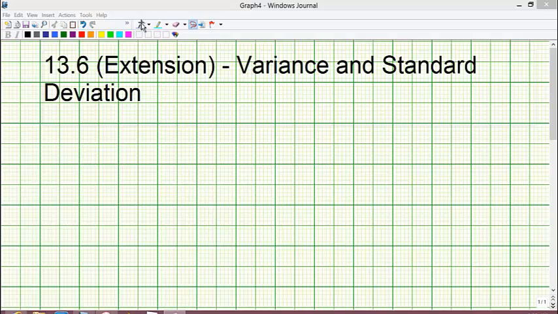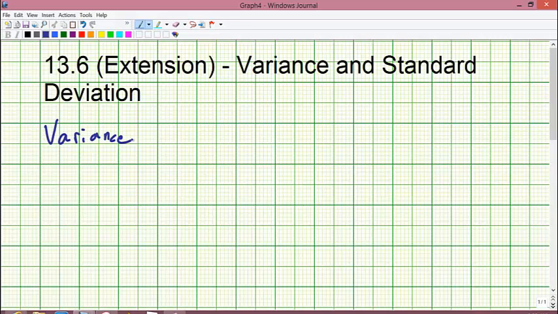Okay, the final thing we're going to do in this chapter and this unit is a small extension, 13.6, variance and standard deviation. The last time I spoke, I talked about mean absolute deviation, which was that complicated formula. This is very similar, not quite the same, but you'll be able to see the similarities. So we're going to talk first of all about variance.